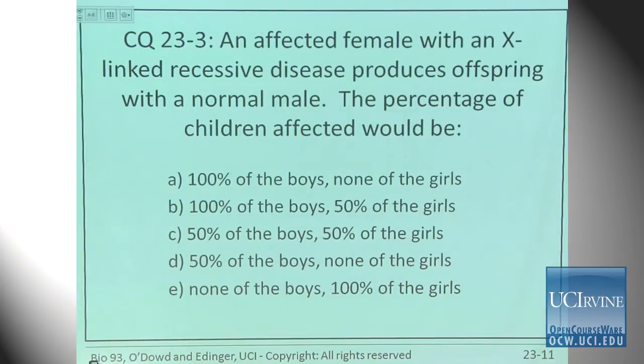Now this is what we call a reciprocal cross. We're going to take an affected female that has an X-linked recessive disease. She's going to produce offspring with a normal male. So instead of the male being white-eyed, now it's going to be the female. So what is the percentage of children affected from that kind of cross? I encourage you to draw a Punnett square. Section A had more trouble with this than I thought they would.